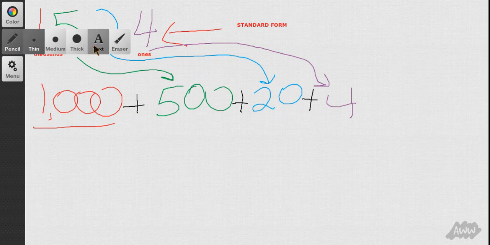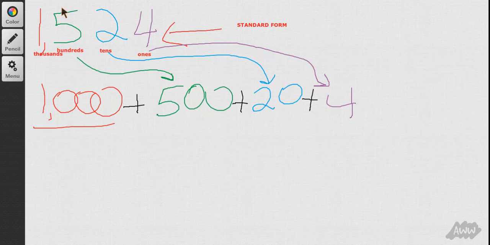This number form, by taking apart all the different place values, the thousands, the hundreds, the tens, and the ones, is called expanded form. So now you've got 2 out of the 3 forms. You have your standard form, 1,524, and expanded form, which would be read 1,000 plus 500 plus 20 plus 4.